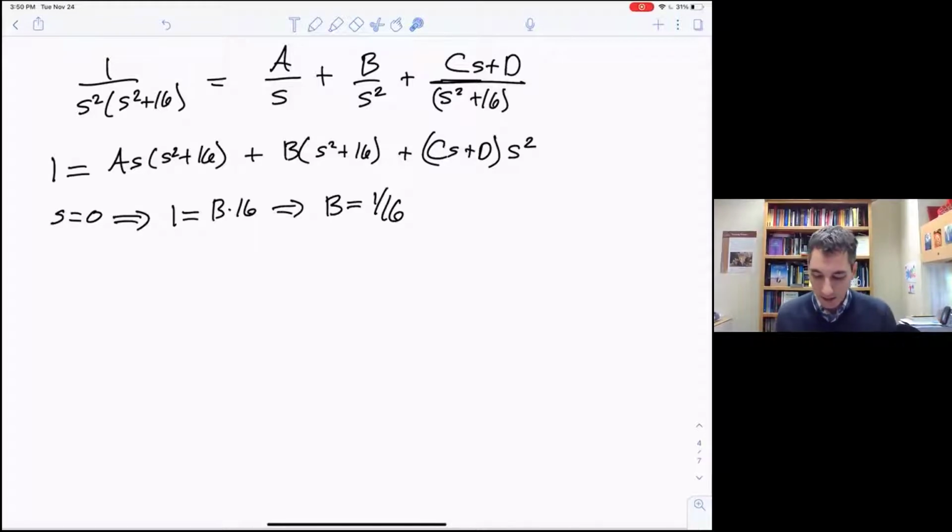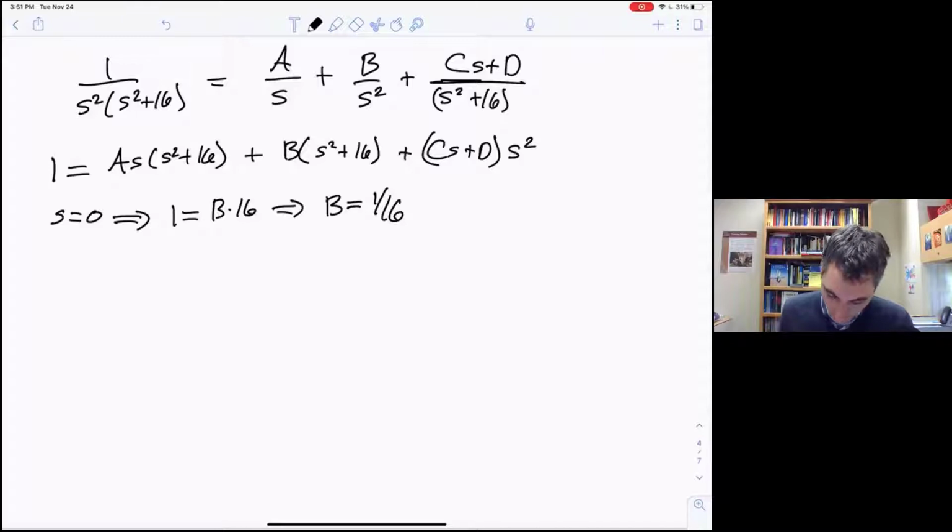I'd like to do that trick again, but I can't really do any other ones because s squared plus 16 doesn't have any real roots. So for the rest of them, I think I'm going to have to do the standard method of just multiplying everything out.